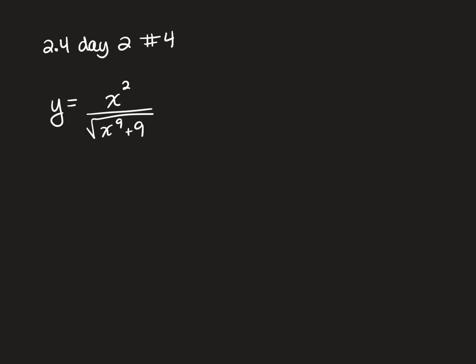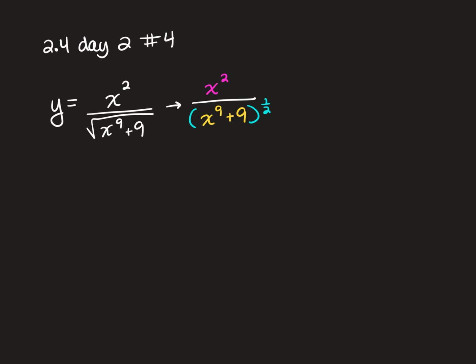All right, the last problem from yesterday. So we're going to have to use the quotient rule here, and I'm going to do a couple of things. I'm going to identify what the functions are. So my top function of my quotient rule is just x squared. The outer function in the denominator, I'm going to write it as something raised to the 1/2 power. And then my inner function is x to the 9th plus 9. Okay, that might help us get ourselves a little bit more organized here.